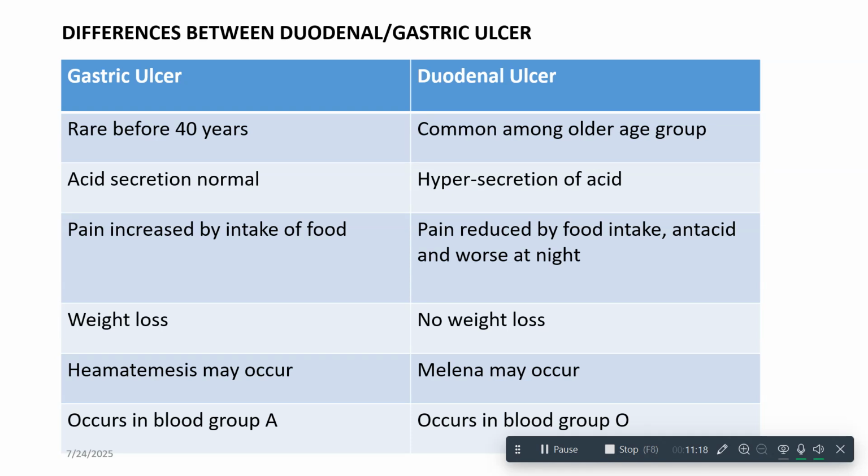There's weight loss in gastric ulcer because the patients don't eat because of the pain, while in duodenal ulcer there's no weight loss. Hematemesis may occur in gastric ulcer, while in duodenal ulcer melena stool may occur.